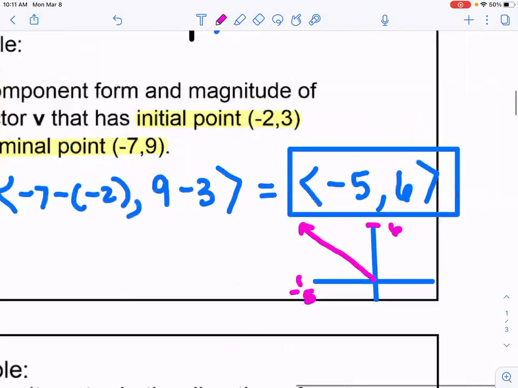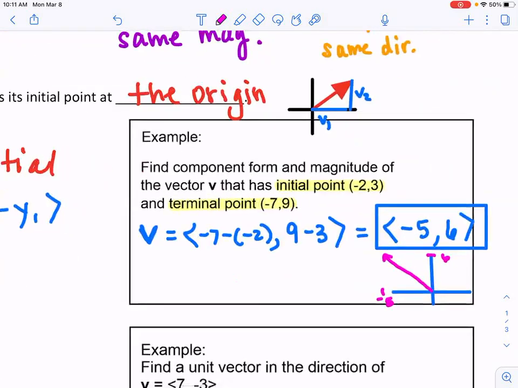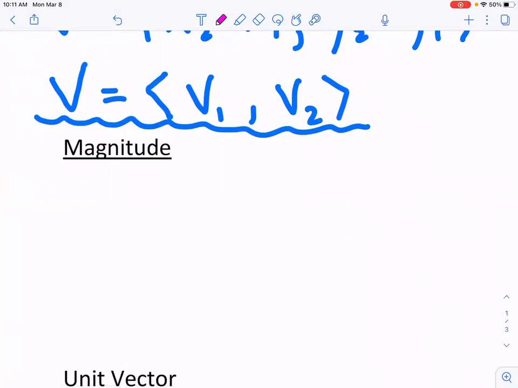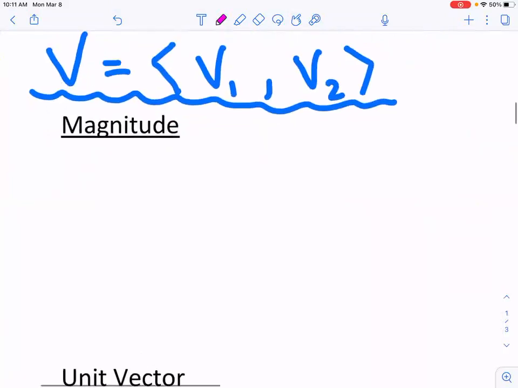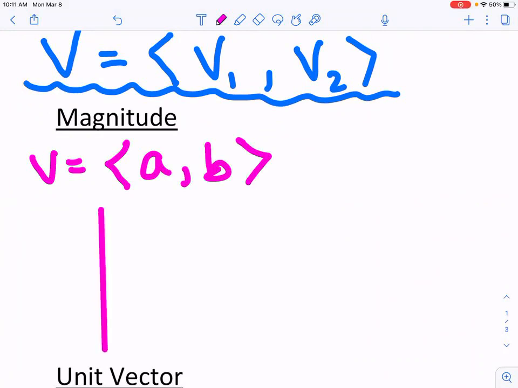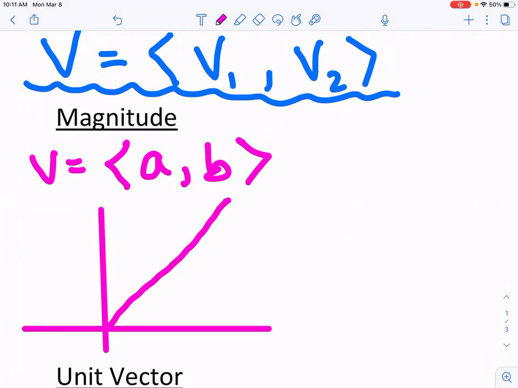Now, let's talk about how we actually find the magnitude of a vector. I'm going to come over here and draw a vector in general. And instead of V1, V2, because I don't really like those right now, let's just talk about a and b. If we have a horizontal component of a and a vertical component of b, what that means is that we are going horizontally a and vertically b.